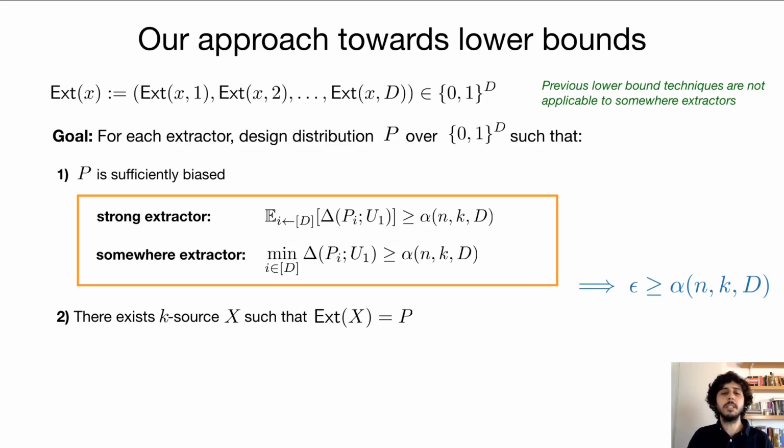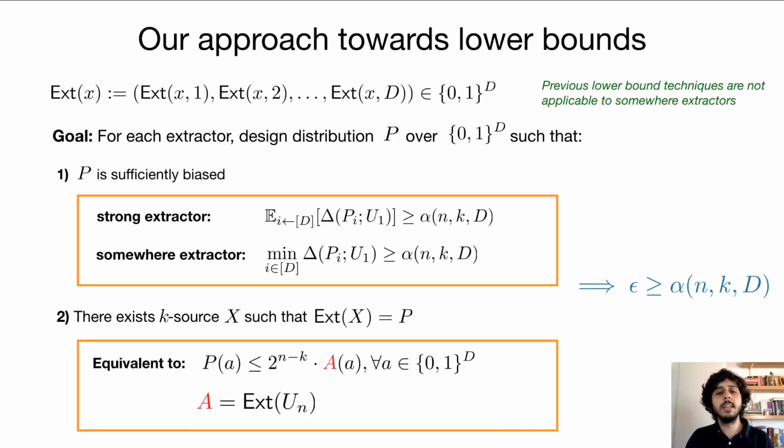So the novelty in our approach is that we show that condition 2 can actually be phrased in a very simple way if we define this distribution P with respect to a special distribution A, which is the output distribution of the extractor on a uniform input string. And so in the lower bounds that I'll show you for the rest of the talk, we'll always define P to be some scaling of the special distribution A, which makes verifying condition 2 a very simple task, and then gives us more freedom to make sure that P is sufficiently biased.